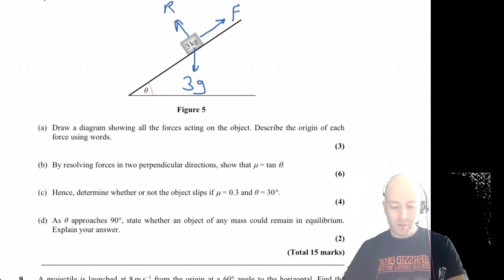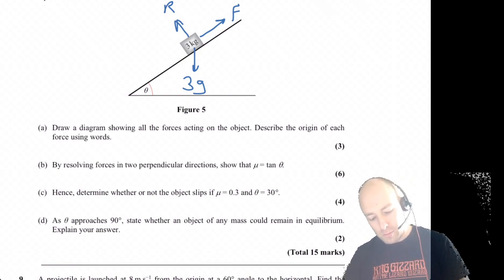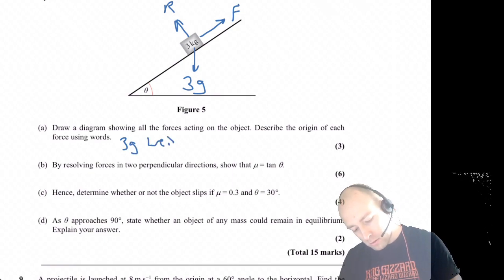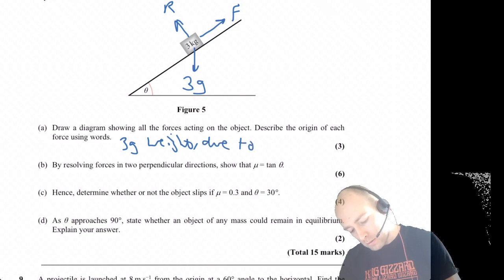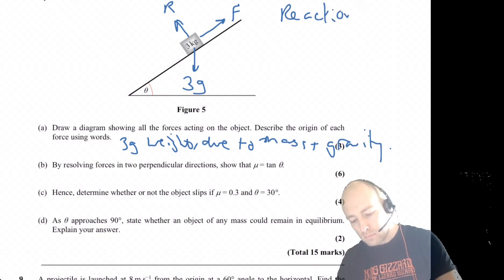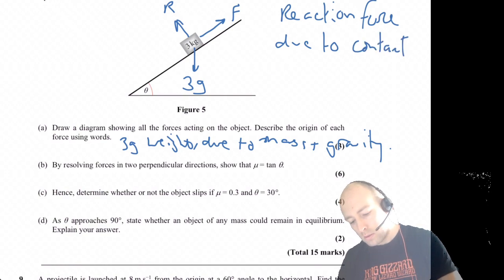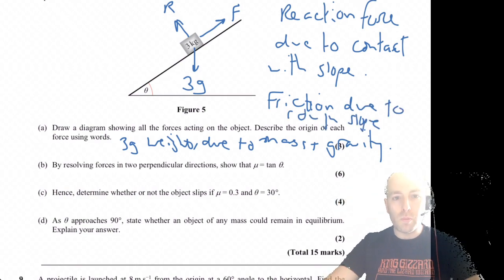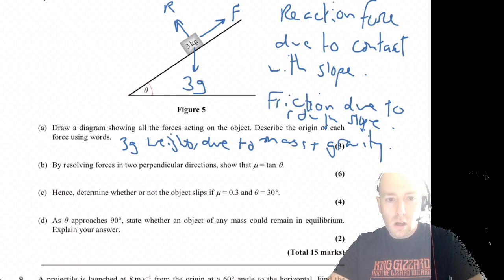So describe the origin of each force using words. So 3G is due to the mass of the object. So 3G, weight, due to mass plus gravity. Reaction force due to contact with slope, and friction due to rough slope. Cool. All right.